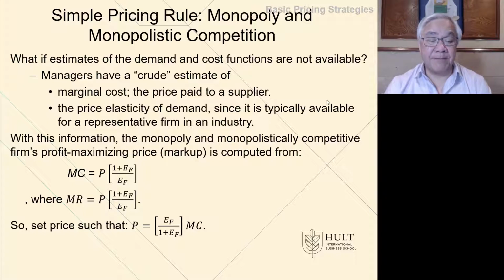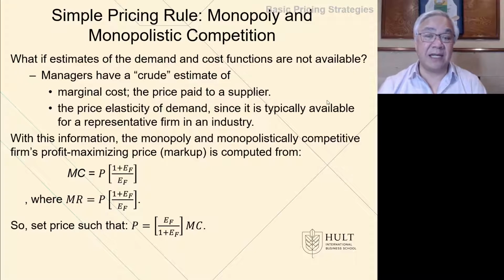it through some testing. So with this, we have this function where MC equals P times (1 + E_F) divided by E_F, where marginal revenue equals P times the same factor, (1 + E_F) divided by E_F. And then we would set the price such that P equals E_F divided by (1 + E_F) times marginal cost, where E_F is the elasticity of the firm.